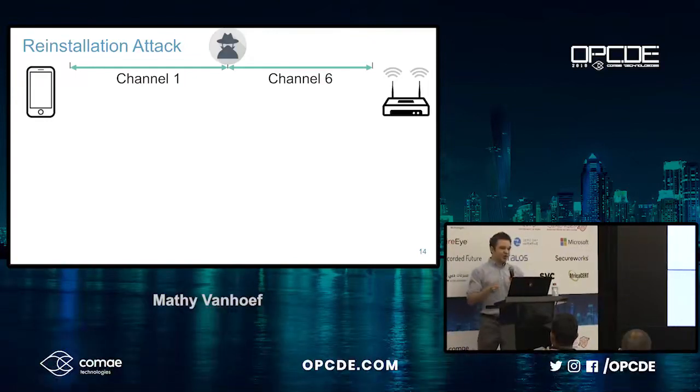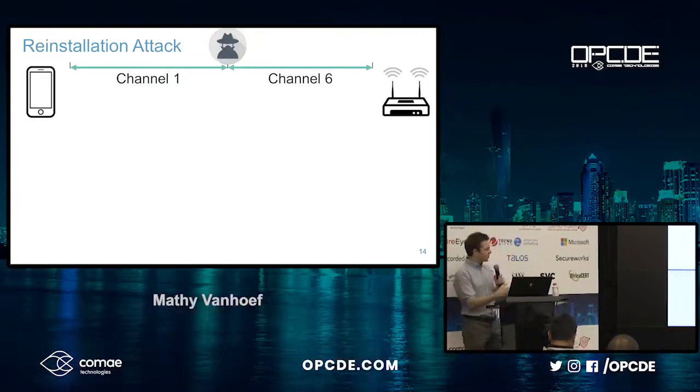That would mean that all frames that the client and access point are sending will pass through the adversary, and then the adversary can decide whether to forward packets, block packets, or delay packets. So again, to be clear, the adversary is not yet decrypting anything.